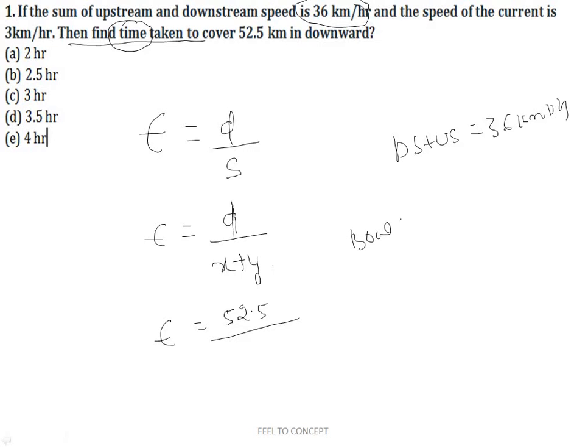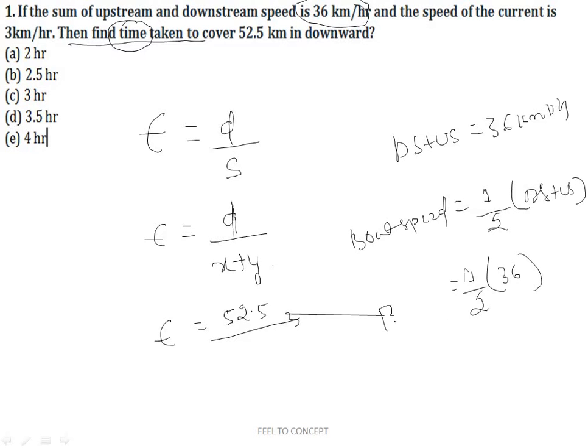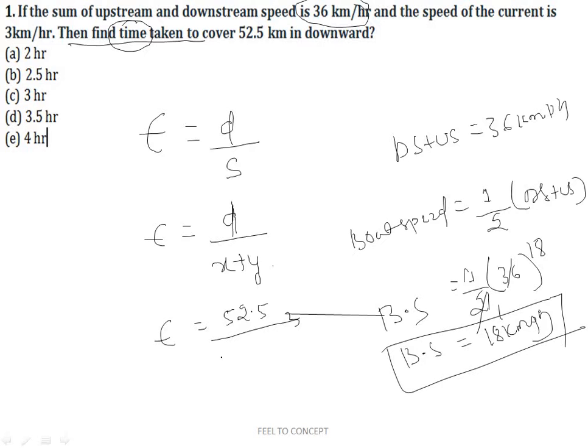The boat speed equals 1 by 2 of (DS plus US). We already know DS plus US is 36 km per hour, so the boat speed is 18 km per hour. Half of 36 is 18 km per hour. So x equal to 18, and y, the speed of the current, is already given as 3 km per hour.